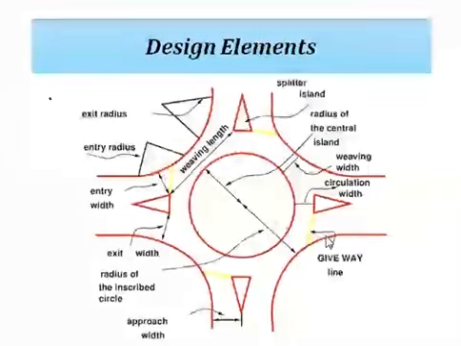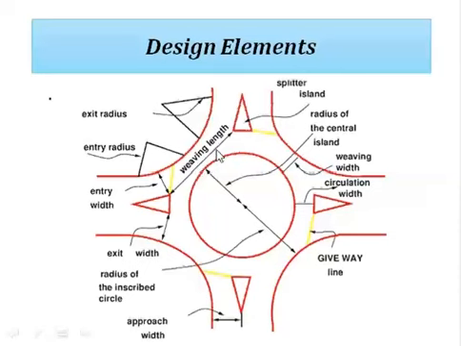I'll move towards the design elements for a rotary. This is a typical diagram of a rotary. In this diagram, I'll take this portion. In this portion, the vehicle will approach towards the rotary from this side. So this is entry width, and leave the rotary from this side. So this is exit width. This is entry radius and this is exit radius. This is also known as radius of central island.